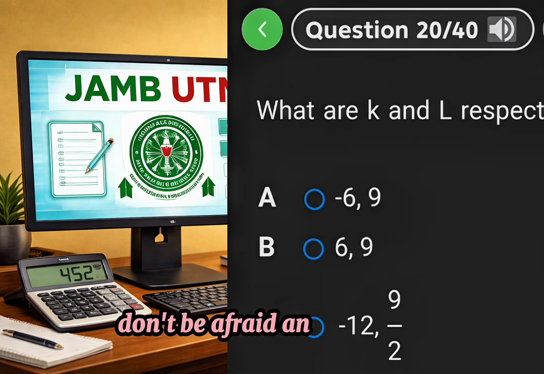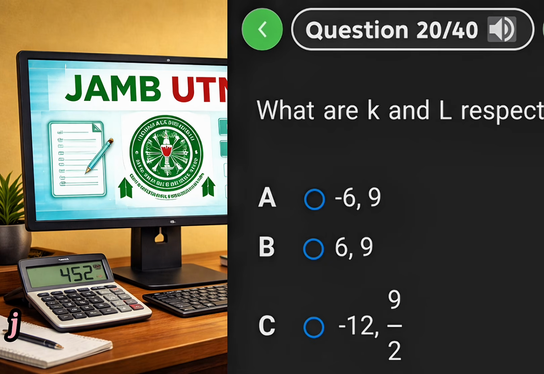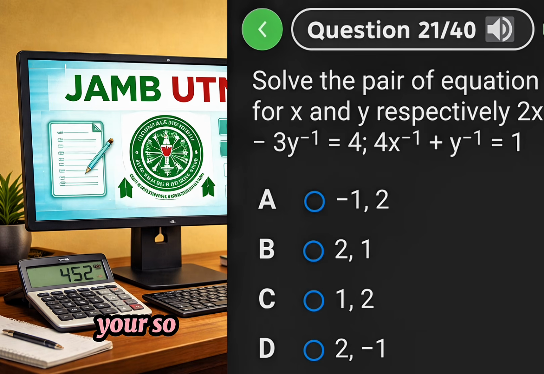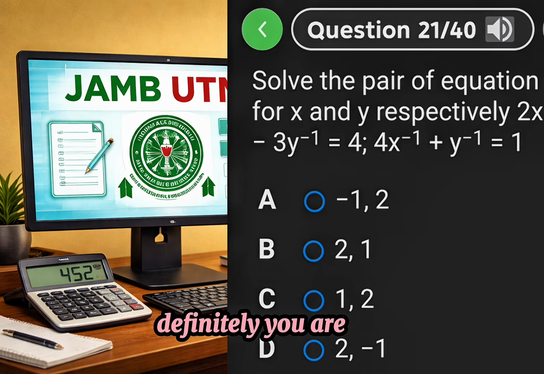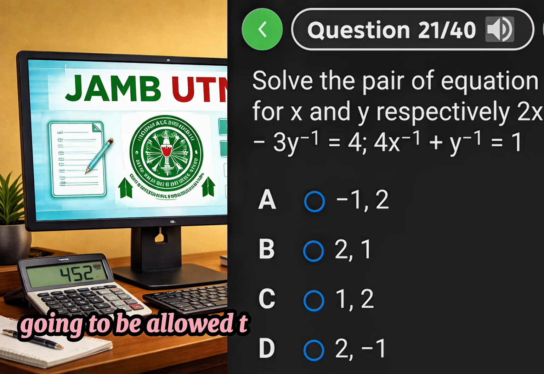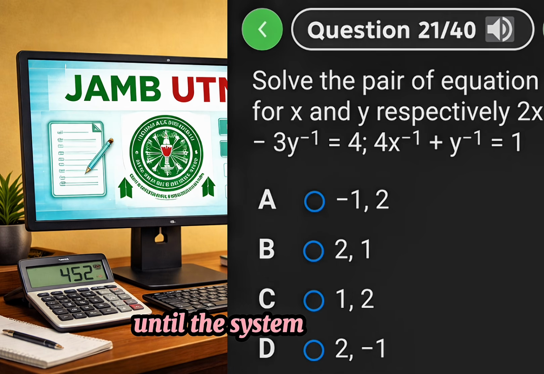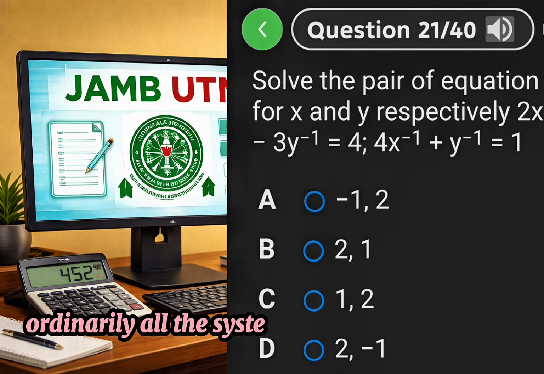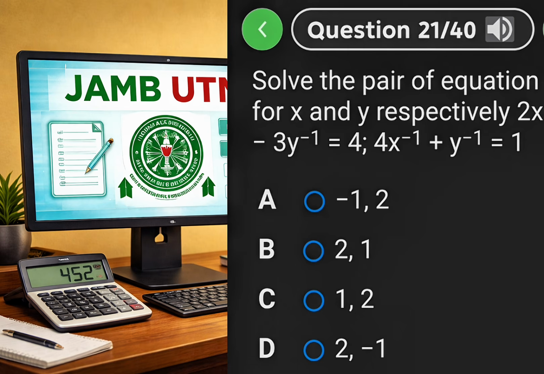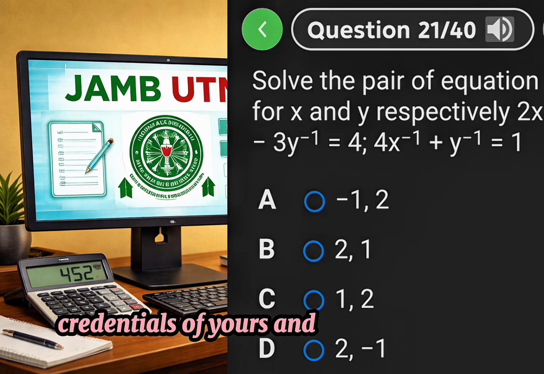Don't be afraid, and of course, where there are problems, just signify in the hall and ask an attendant to say, okay, your something has switched off. Definitely you are not going to be allowed to start booting the system until the system comes up. Ordinarily, all the systems will be ready for use and they would have been on. So what you do there, log in with your necessary credentials and start your work.